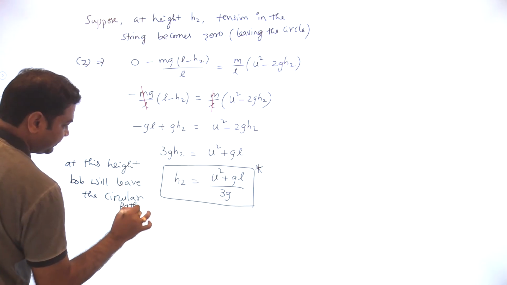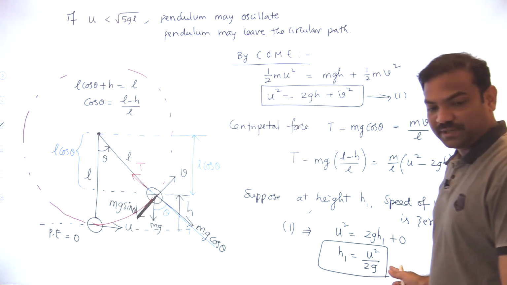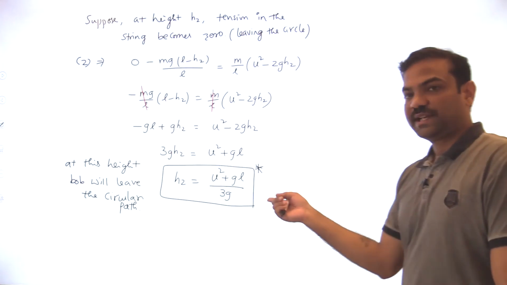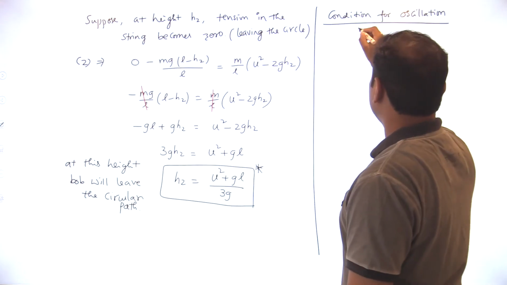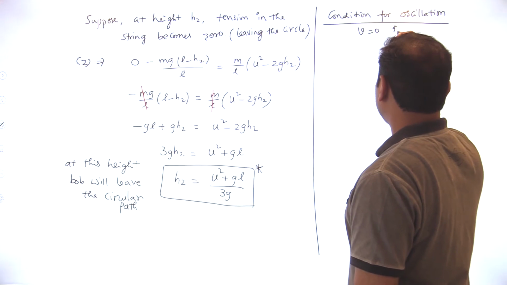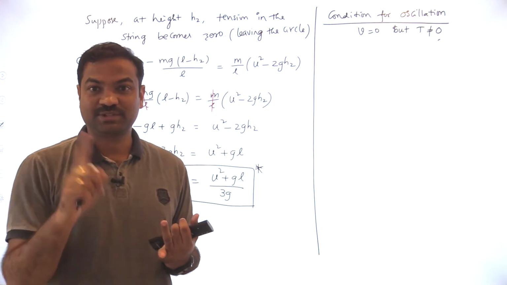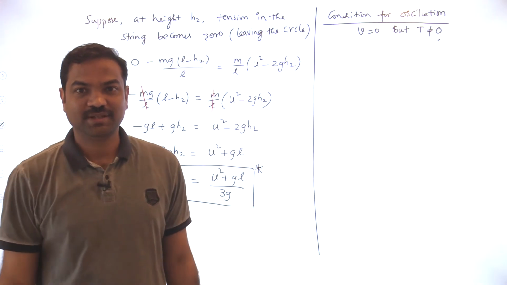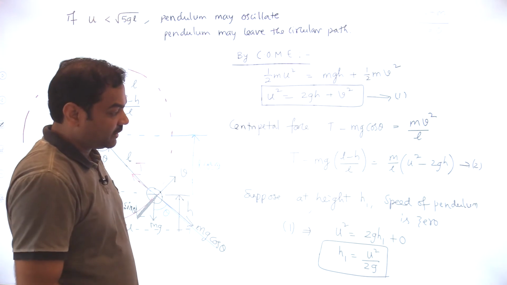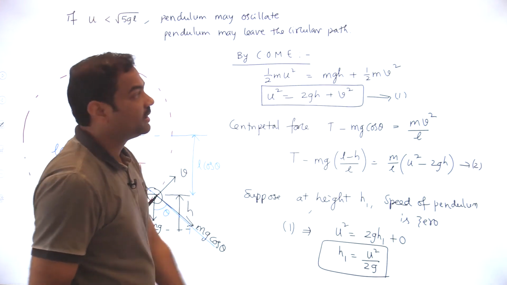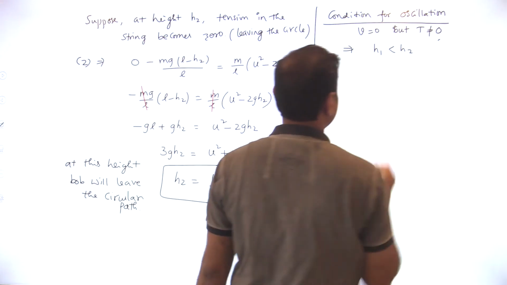Understanding this? So we got two heights. One is the height at which speed is 0. The second is the height at which tension is 0. The condition for oscillation is that speed should be 0 but not tension. Speed should be 0 but tension should not be 0. At what height is tension becoming 0? h2. At what height is speed becoming 0? h1. So this implies h1 should be less than h2.